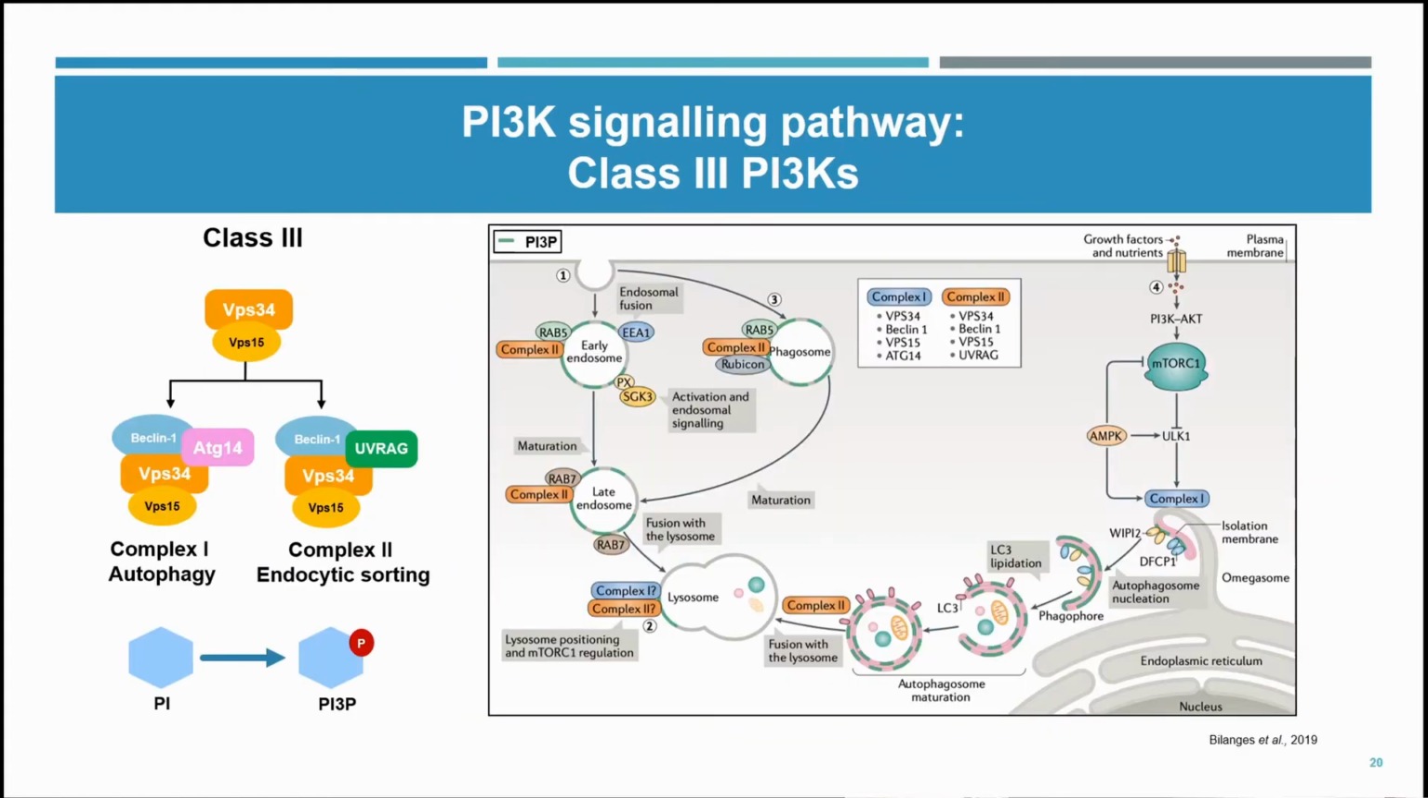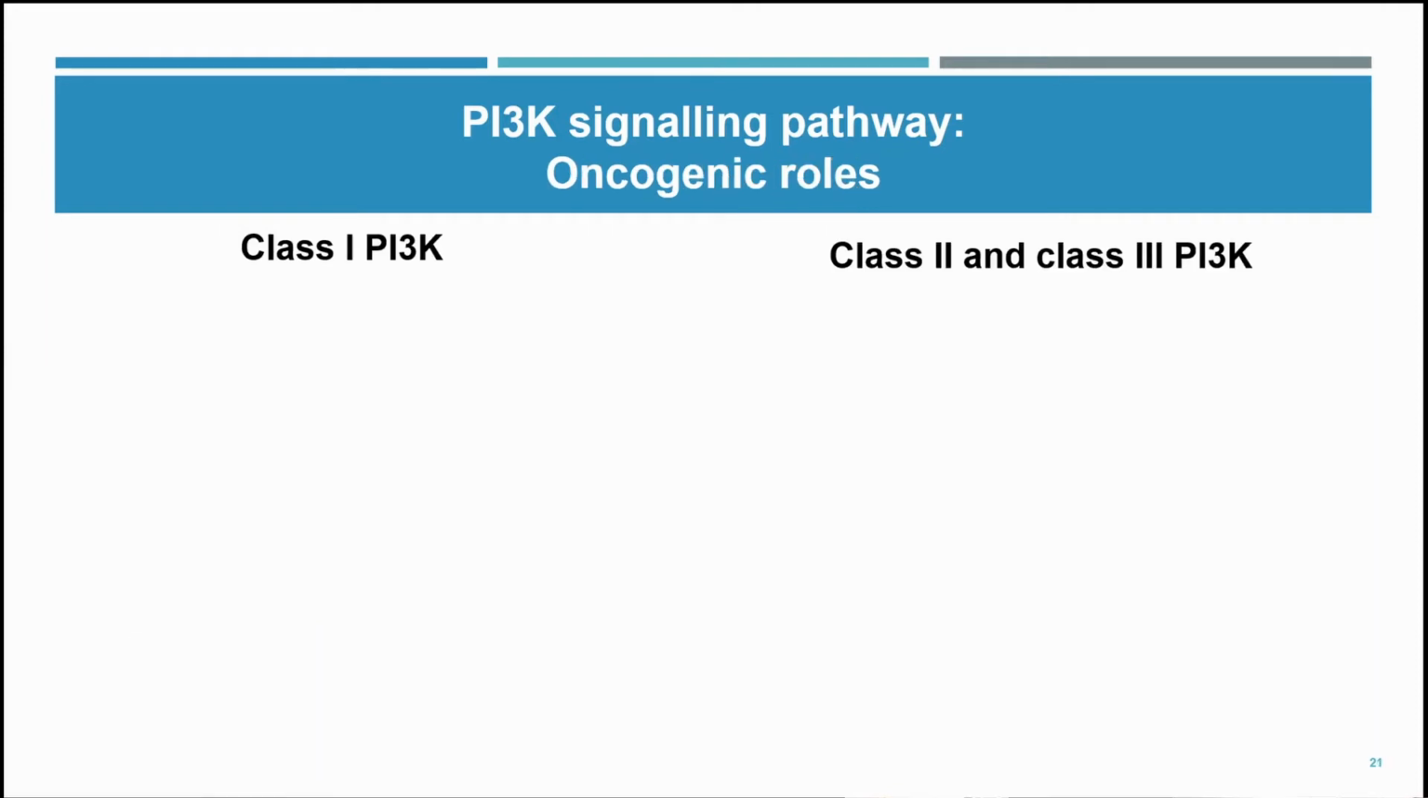The action of VPS34 is needed at the initial stages of autophagy and for the production of endosomes and phagosomes. VPS34 is also needed to produce PI3P pools at the later stages of these two processes to promote fusion with the lysosome. Besides this function, VPS34 also has a scaffolding function by stabilizing the other proteins from these two complexes. The oncogenic roles of class 1 PI3Ks are the most implicated in cancer.